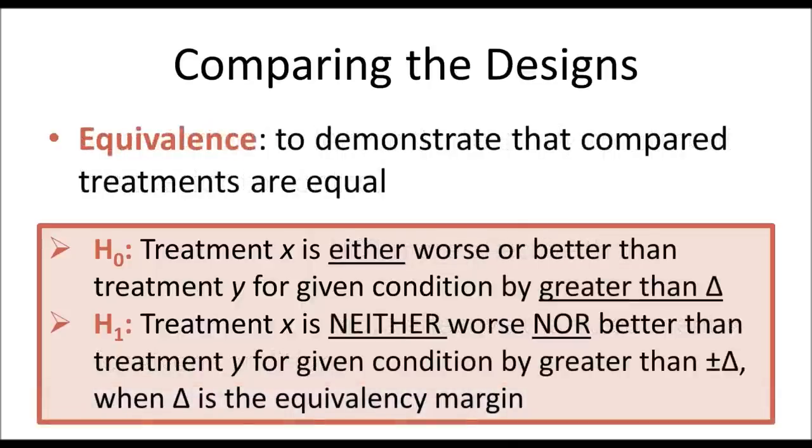In an equivalence study where the goal is to demonstrate equal treatments, the null hypothesis is that treatment X is either worse or better than treatment Y for a given condition by greater than delta. Delta represents the equivalence margin, or the amount of difference that is acceptable by the investigators to state that the two treatments are the same.